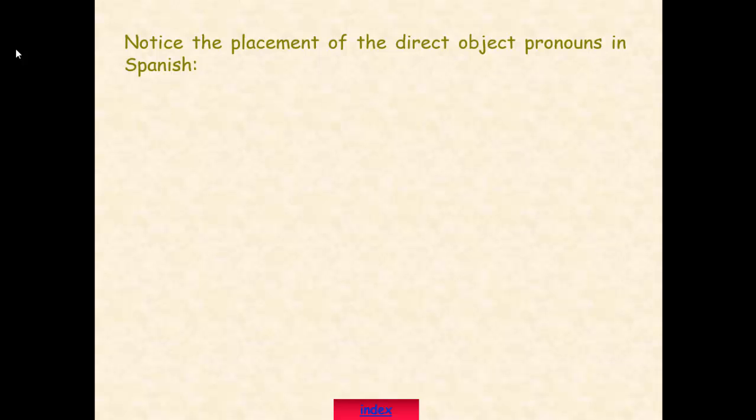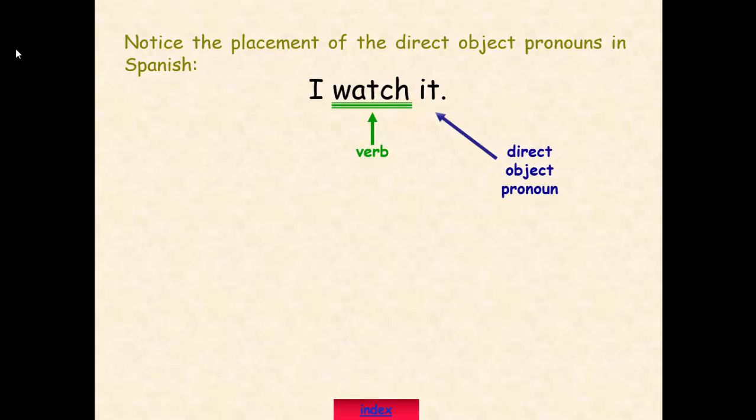Okay, so where do we put direct object pronouns in Spanish? In English, they just go in the same place the direct object was, but in Spanish, it's slightly different. I watch it. Okay, watch is the verb. That's what's very important that we know where the verb is. The direct object pronoun is it, which in Spanish would be lo or la.